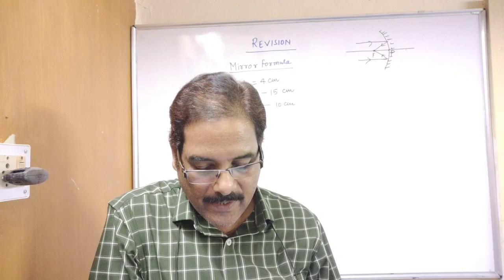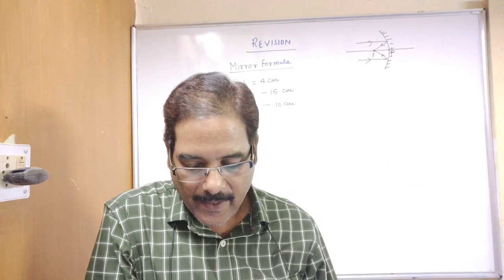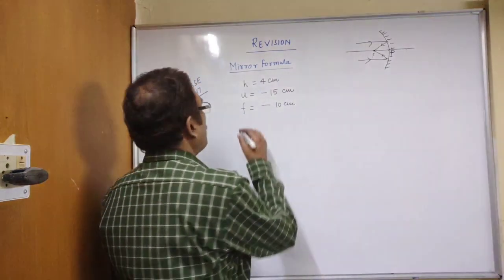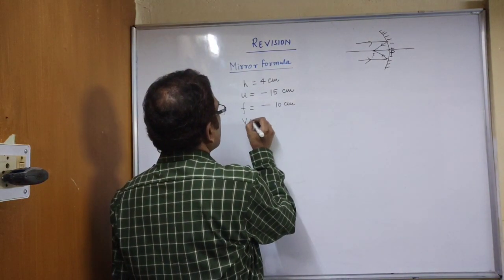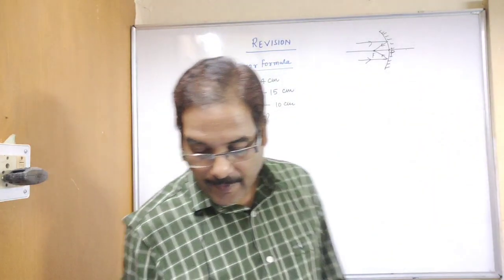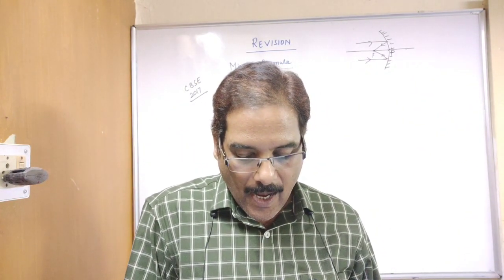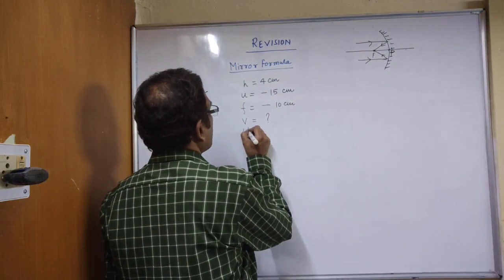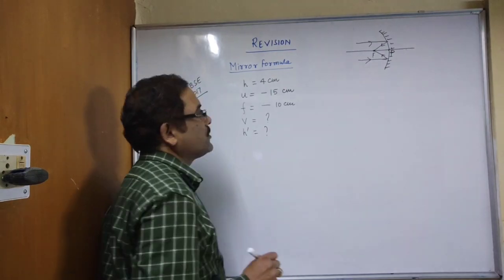Then, at what distance from the mirror should a screen be placed to obtain a sharp image? It means where the image will be formed, where we should place a screen. It means you have to calculate v. Then calculate the height of the image. It means you also have to calculate h dash.